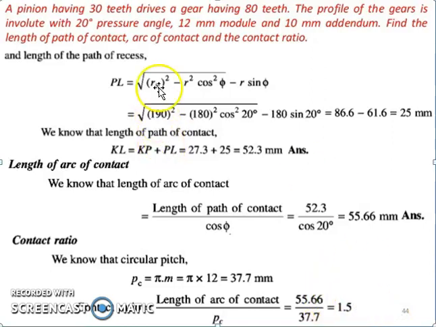That is, the average number of teeth in contact is 1.5. So the length of path of contact is 52.3, length of arc of contact is 55.66, and contact ratio or average number of teeth in contact is 1.5.